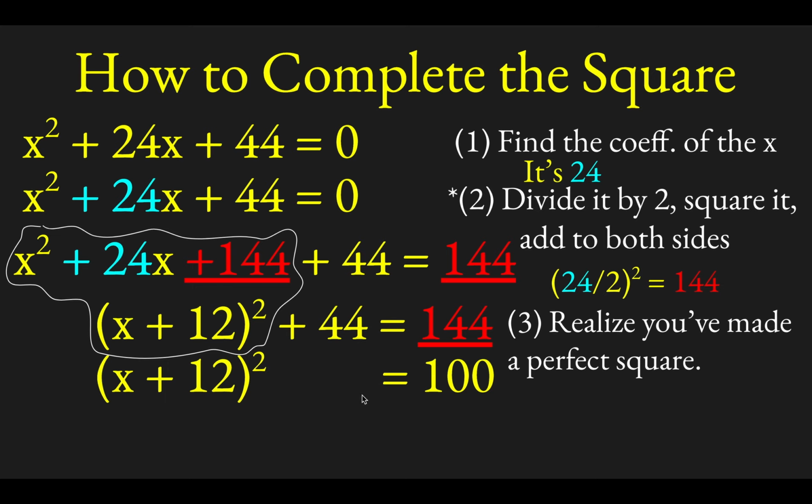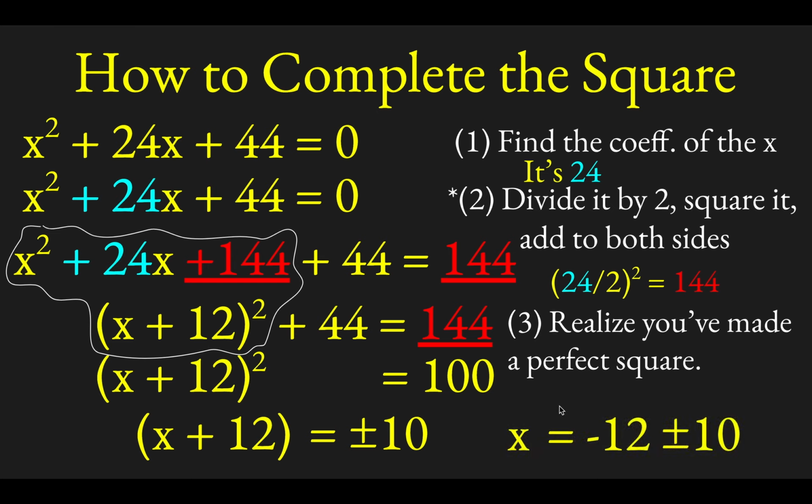Then what I would do is take the square root of both sides. So you'll have x plus 12 is plus or minus 10. And then I would just subtract the 12 from both sides. So you'd get -12 plus or minus 10. So your 2 answers in this case would be -2 and -22, which should solve this equation.